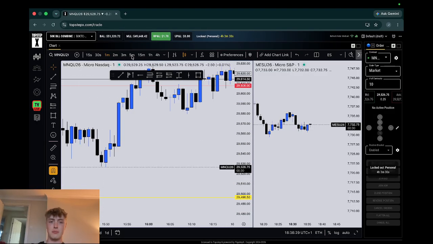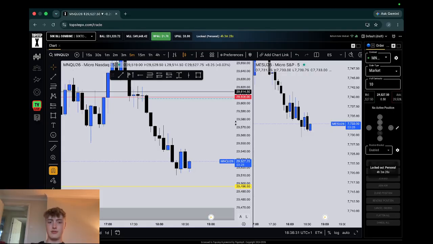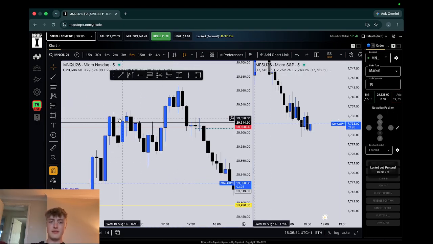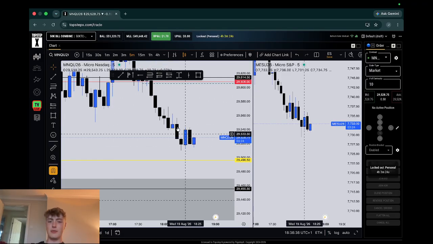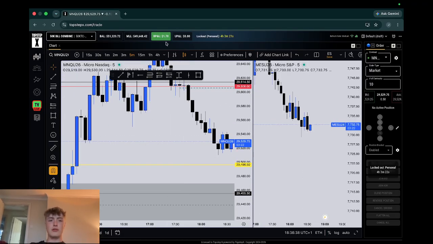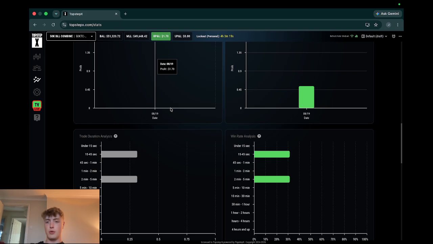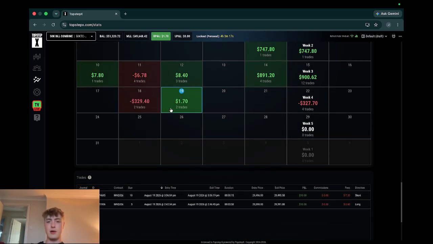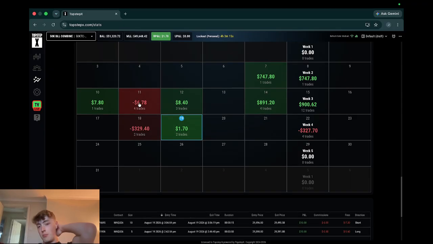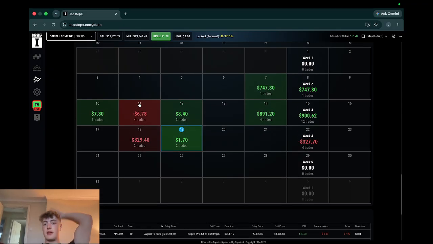We haven't really done much since. The red line on the screen is true day open. We didn't really reject off of that. We're coming back down, hovering around 10 a.m. But yeah, $1.70 on the day, 2 break-evens. Not what we want to see really after a break-even and a loss yesterday. But this is what the P&L is looking like on the month.